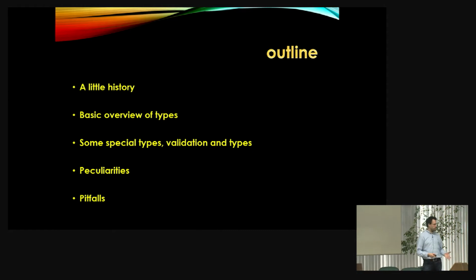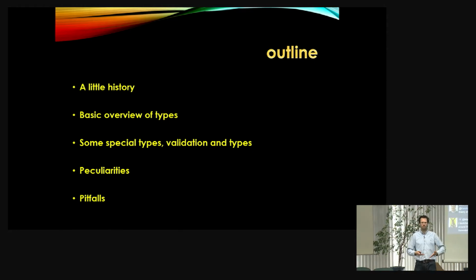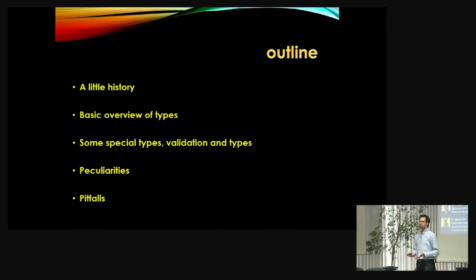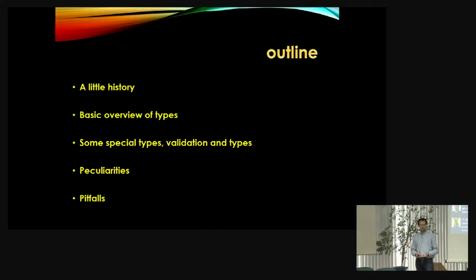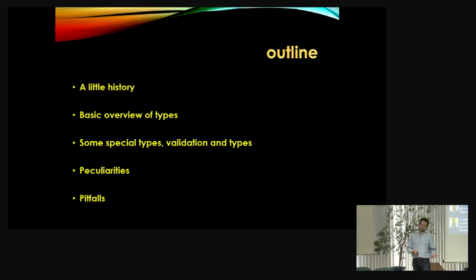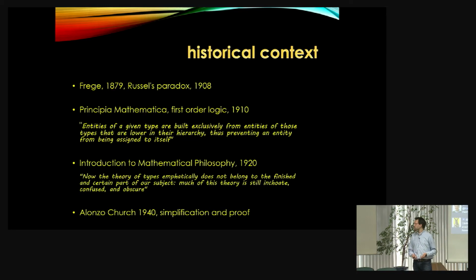Yeah, we're going to talk a little bit about the history of types. It's a curiosity of myself. I didn't really know where the type system, the XDM, the data model in XPath comes from. Then we will go over a basic overview of the types that we have. We look at some special types and how to use them, or more specifically, how to not use them, and some peculiarities and some pitfalls.